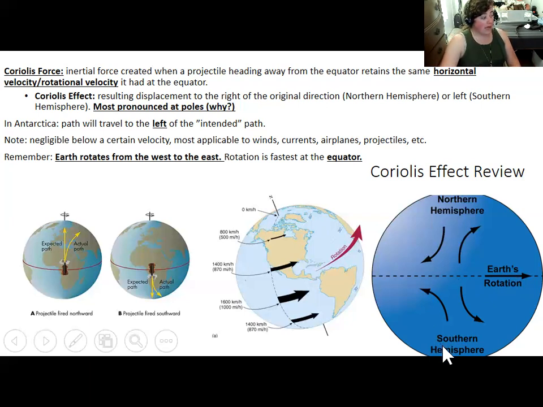And if you head from the South Pole to the equator, you again end up undercompensating. You end up a lot farther to the west than you intend to, and that is to the left of your intended direction. So the Coriolis effect causes deflection to the right in the Northern Hemisphere, regardless of whether you're going towards the pole or going towards the equator. In the Southern Hemisphere, that deflection happens to the left. Again, regardless of whether you're going towards the pole or towards the equator. It depends on what hemisphere you're in. So any questions about the Coriolis effect?